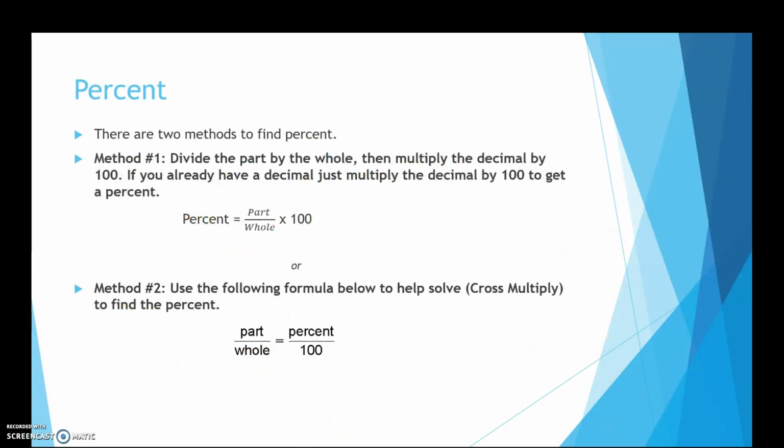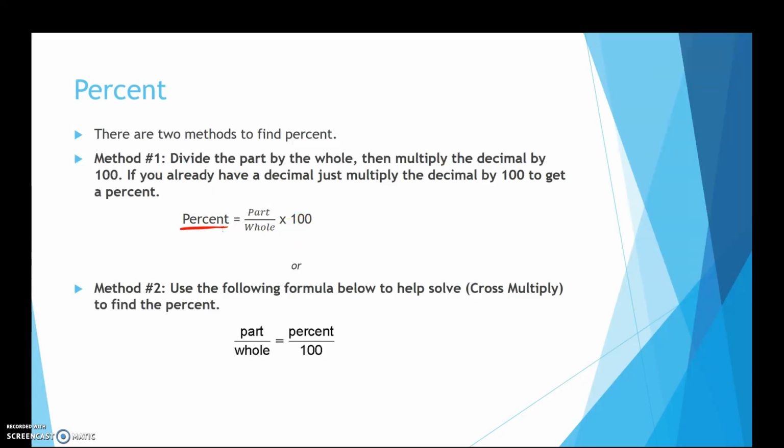The last topic we're going to talk about in this section is percents. There are two methods you can use when solving with percents. The first method is you divide the part by the whole. Then to get that as a percent, you multiply the decimal by 100. If you already have a decimal, just multiply the decimal by 100 to get a percent. So as I said, part over whole times 100 gives you your percent.